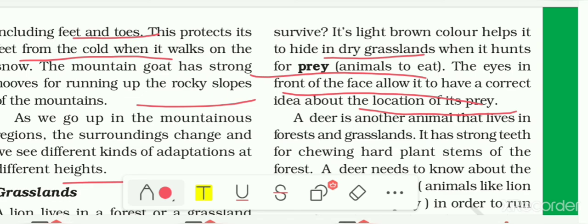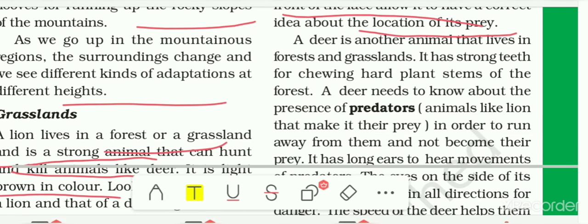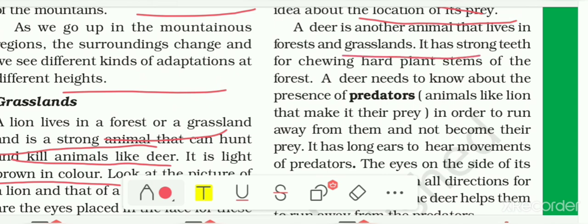The next animal is the deer. The deer is another animal that lives in the forest and grassland, and it has strong teeth for chewing hard plant stems of the forest. So this is one adaptation: because of these strong teeth, it can chew the hard plant stems of the forest.